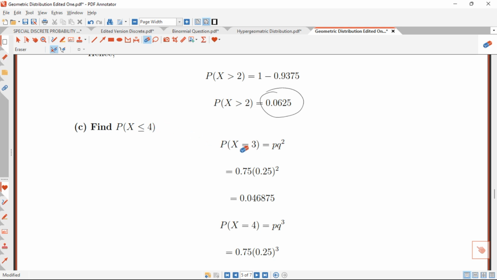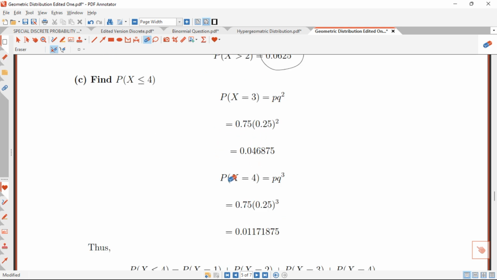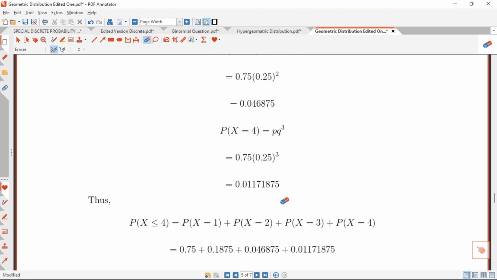That means that already we have the probability that X is equal to 0, the probability that X is equal to 1, and the probability that X is equal to 2. So you have to calculate the probability that X is equal to 3 and the probability that X is equal to 4, and then just add them, because you know that the probability that X is less than or equal to 4 is the probability that X is equal to 1 plus the probability that X is equal to 2 plus the probability that X is equal to 3 plus the probability that X is equal to 4. We are not starting from 0, because we have to hit a particular target.